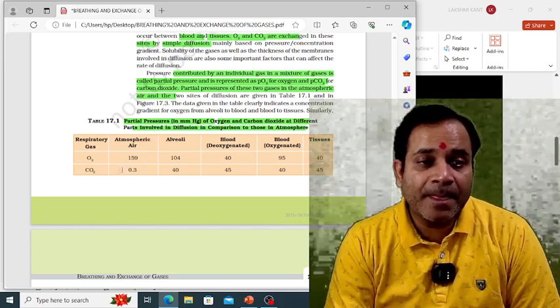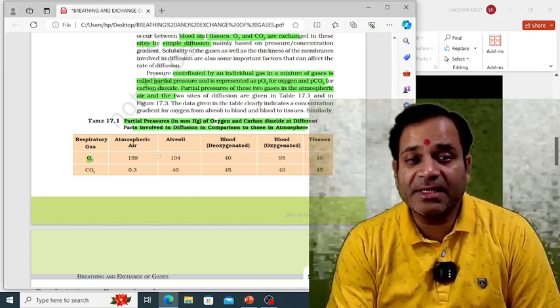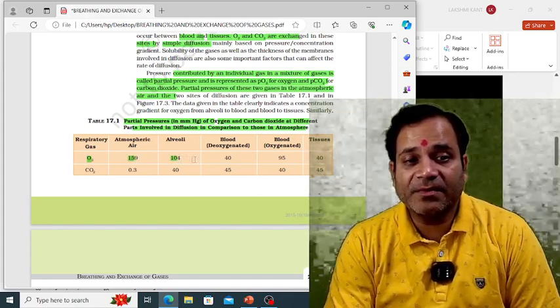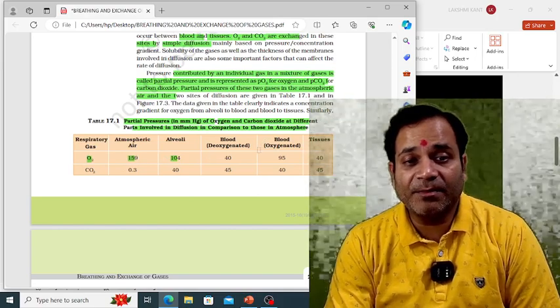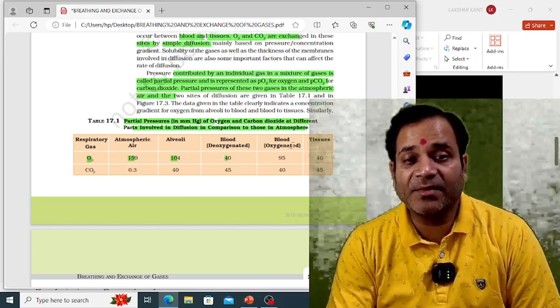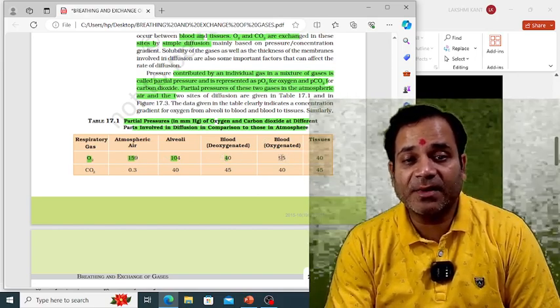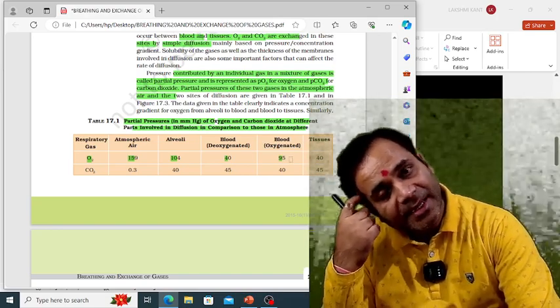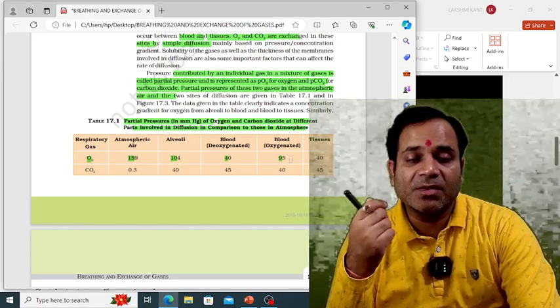Let's see here. The respiratory gas oxygen: atmospheric air 159. So alveoli, how much? 104. So here the deoxygenated blood is how much? 40. Oxygenated blood is what? 95. So which one is also affected? That is the tissue, my dear. Getting my point? So this one is the thing.